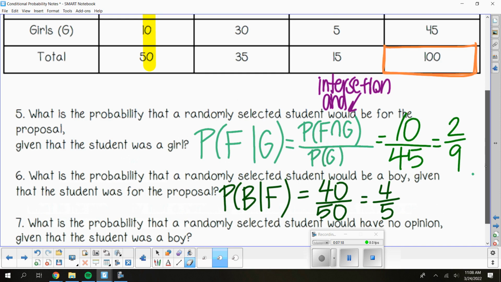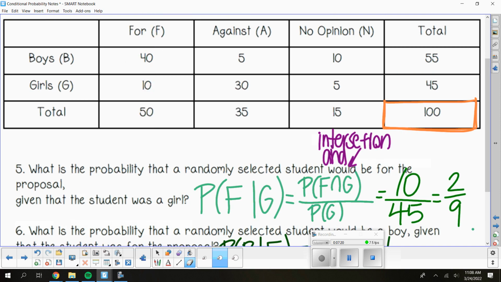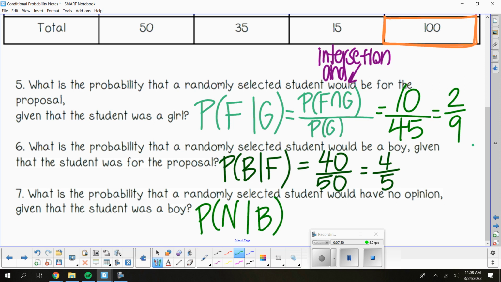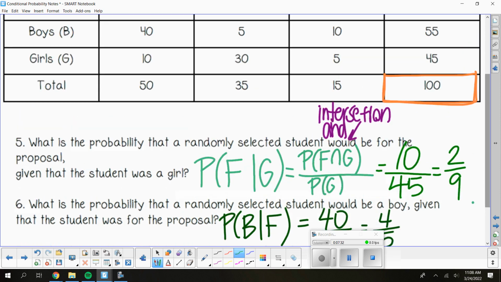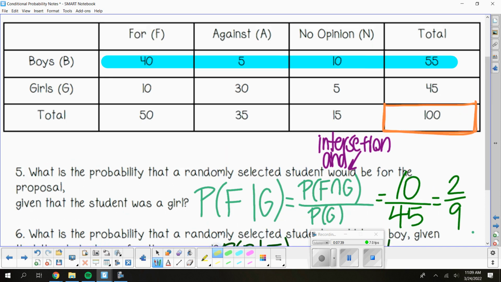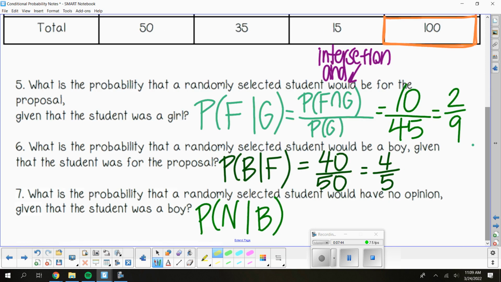All right, let's look at our last one. Probability that a randomly selected student would have no opinion given they're a boy. So I'm going to start by looking at just my boys. So home in on just your boys. 55 total people. How many of those 55 had no opinion? 10. So of my 55, 10 had no opinion. And always reduce. 2 out of 11.